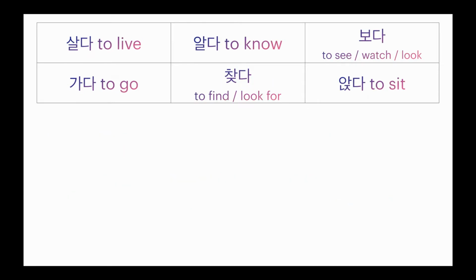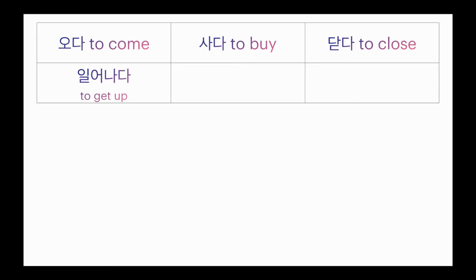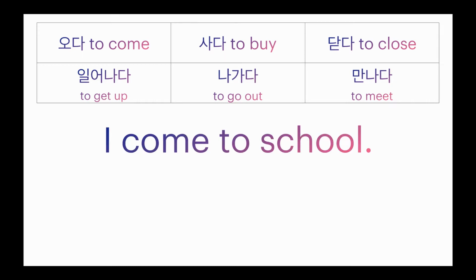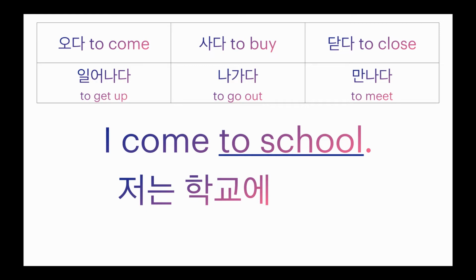Okay, now these are the 6 verbs we just practiced with, but let's go ahead and get 6 new verbs in here. We're not going to practice too long for these. I just mostly want to practice the conjugation rules for them and the basic pronunciation. So let's start with I come to school. 저는 to school, 학교에 come. The dictionary form for come is 오다.